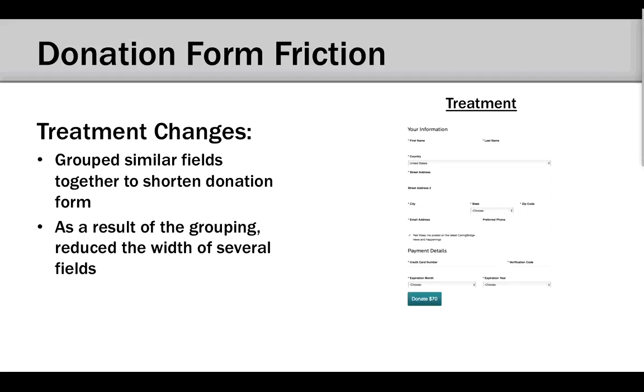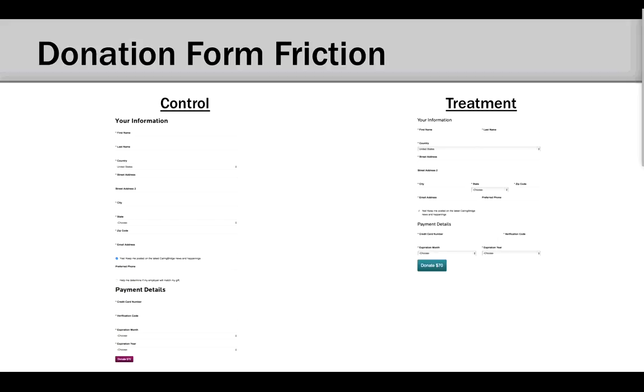So we said, well, let's create a treatment that doesn't require less information, but reorients the fields so that it makes the form look like it's smaller. This treatment has all the exact fields as the control, but the difference is that we horizontally align some of the fields. So we group first name, last name together, city, state, zip, email address, preferred phone, and all the payment information is grouped together. If you look at them side by side, the treatment asks for the same amount of information as the control, but to the donors, gosh, it doesn't look as long.